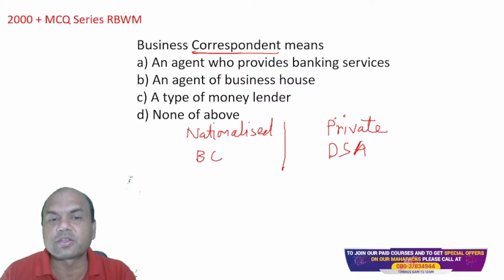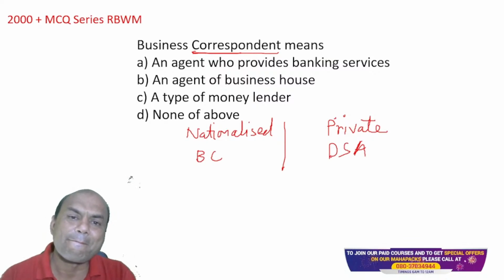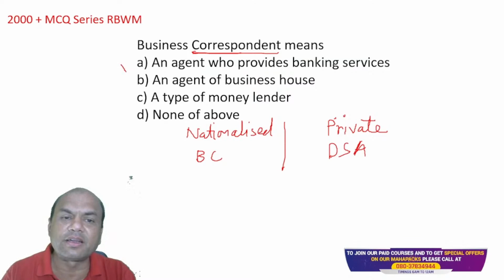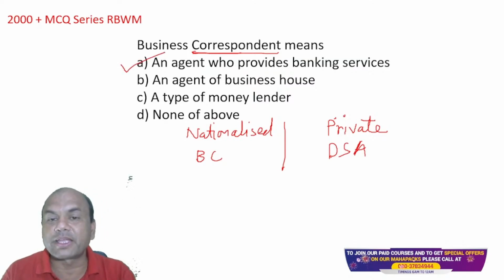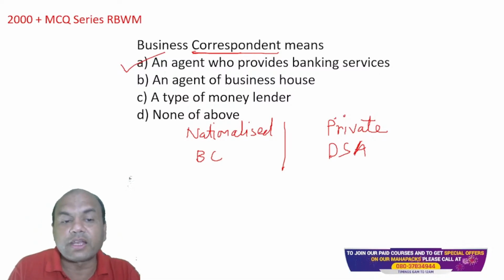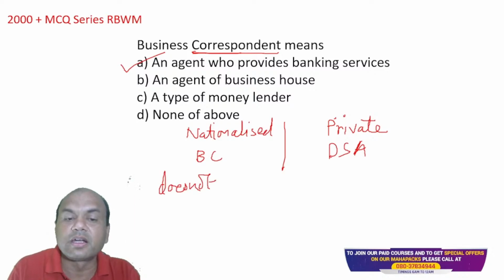BC is business correspondent. So what does business correspondent mean? An agent who provides banking service, an agent of the business house, a type of money lender, or none of the above. So who's this? Yes, it is A, obviously. It's A, who provides banking service. Here, BC is always appointed in those areas where the bank doesn't have the reach.